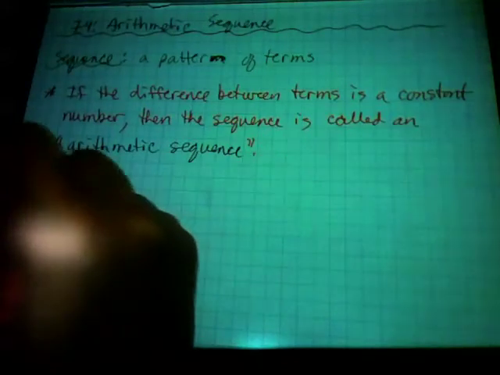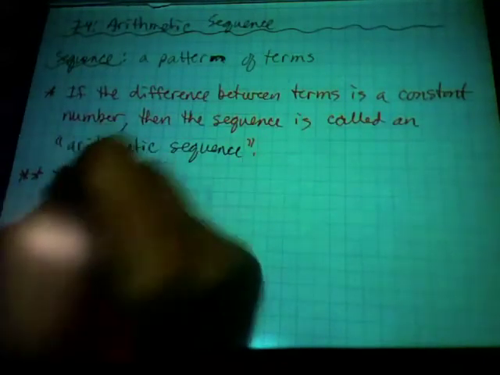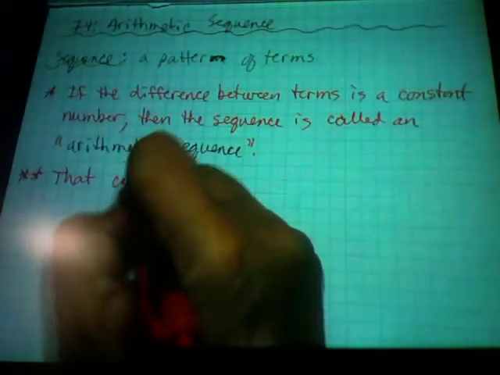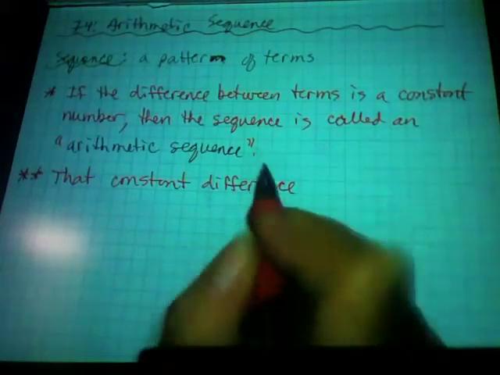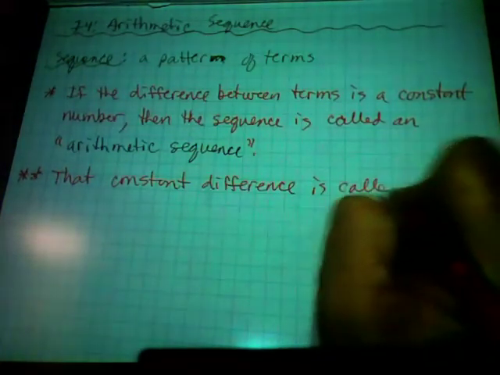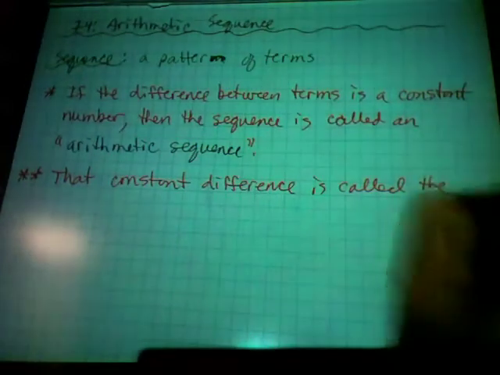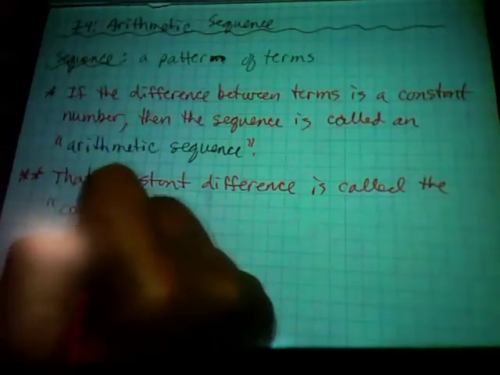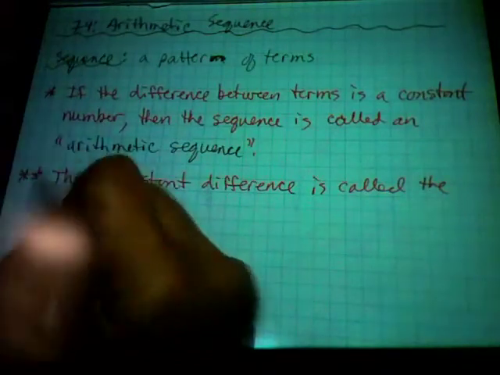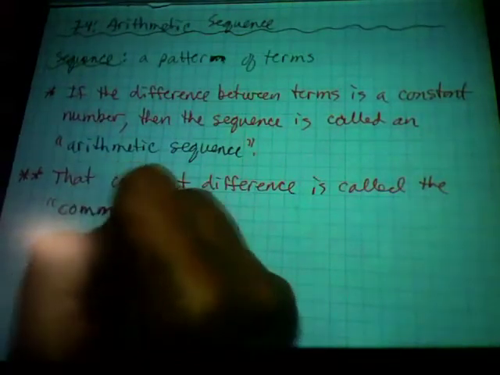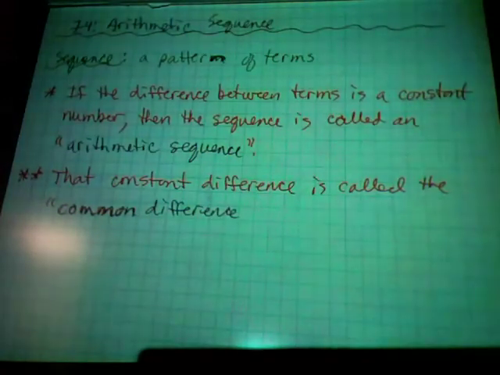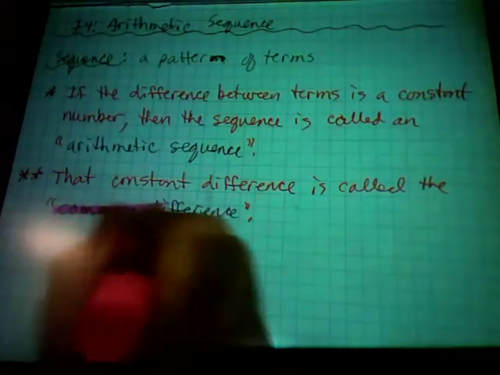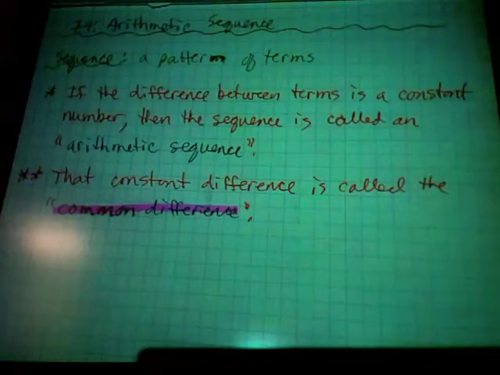And then the second note, that constant difference is called the common difference. Common difference. You might want to write all of this down instead of just what you think is important, because it's all important.